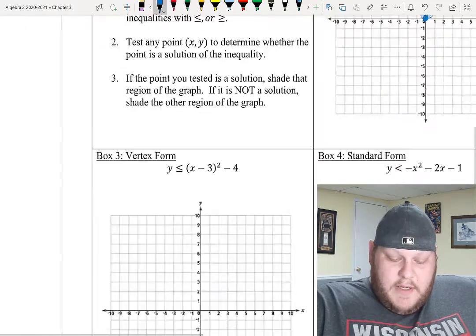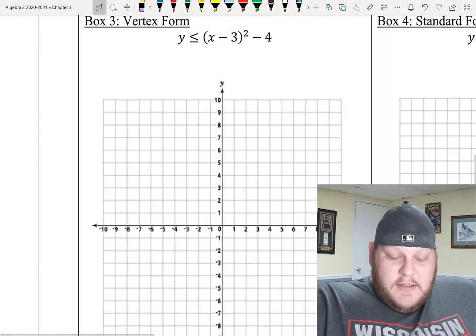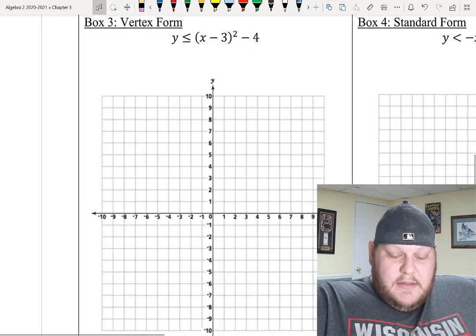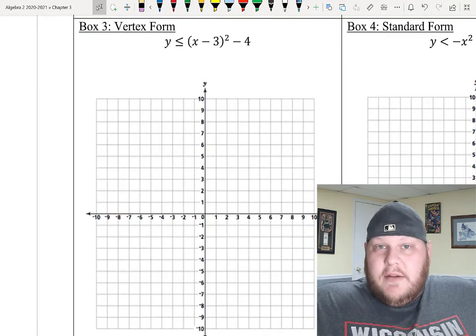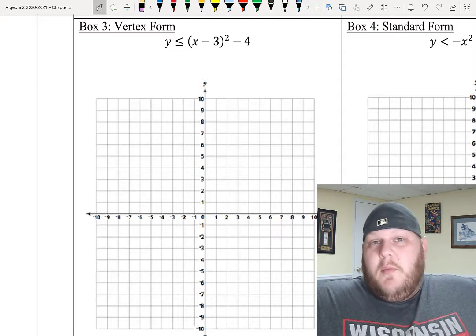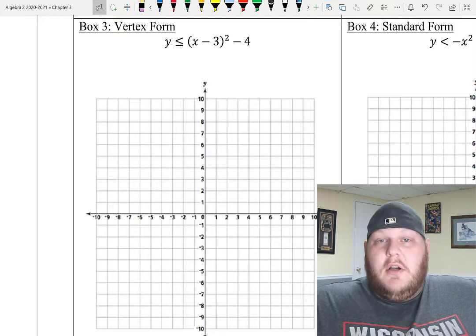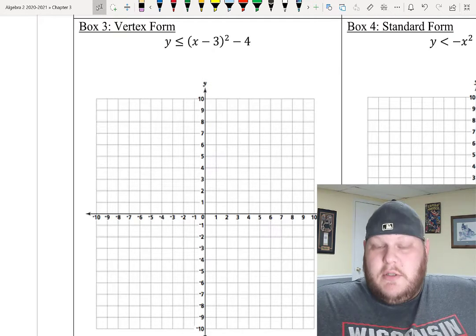Okay, let's move on to boxes 3 and 4. For boxes 3 and 4, the only thing that's going to change is my inequality could be different. It could be a less than, less than or equal to, or greater than or equal to. But more so, let's make sure we remember how to graph all of our different kinds of quadratic equations.